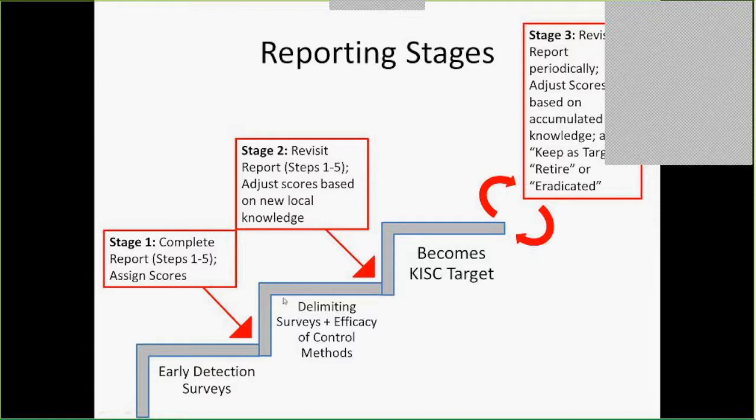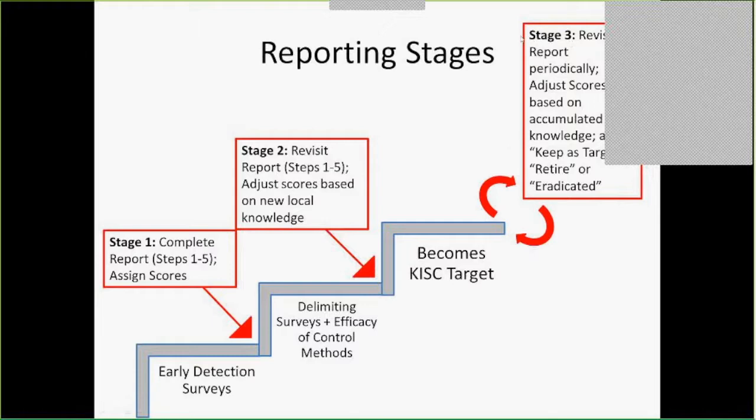And after you do that, then you go to reporting stage 2, where you revisit the report and adjust the scores based on what you learned from the delimiting surveys and what you learned from trying to control it. And then we have another meeting where we decide, is this going to become a KISC target that we commit resources to? And if so, then it's stage 3.